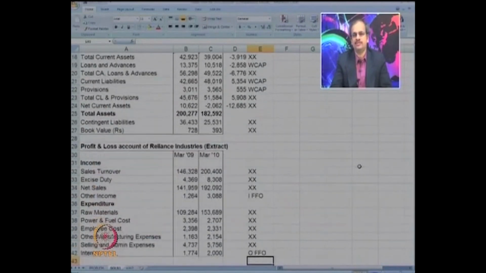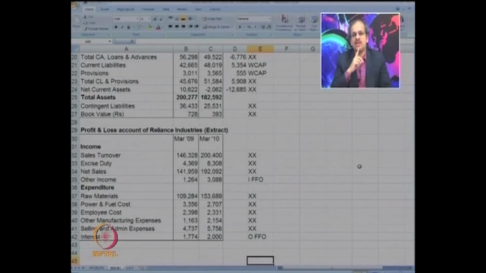So if you remember, for all the items, we have marked them as inflows, outflows, working capital, FFO and so on. In case of profit and loss account items, the difference has no relevance. We have to only look at the current year figures. In our case, March 10 is the latest figures. So we will look at those figures and identify whether they will have any impact on the fund flow statement.